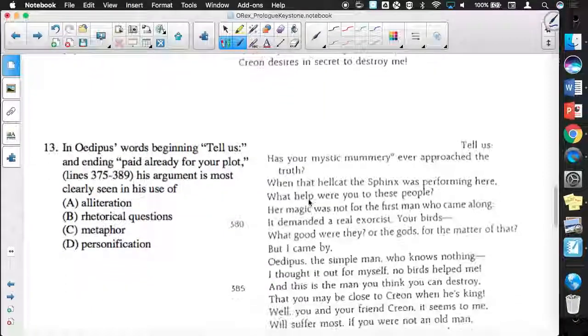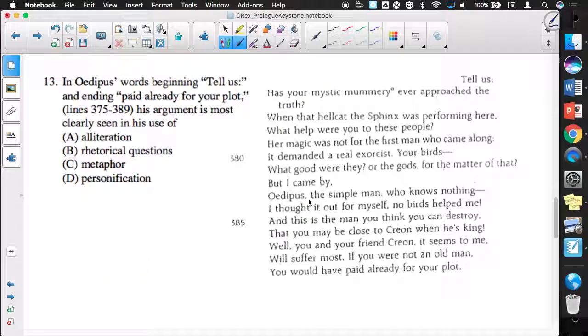Number 13. 80% of us were getting this one correct. I think C or B. Rhetorical questions? Yeah, I got it.